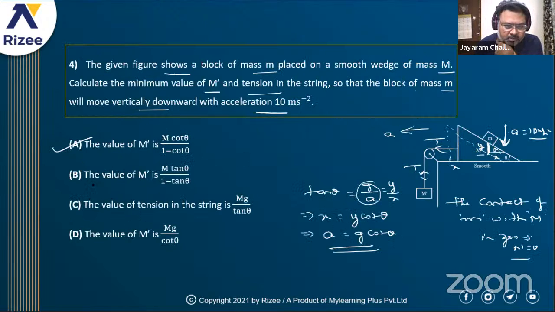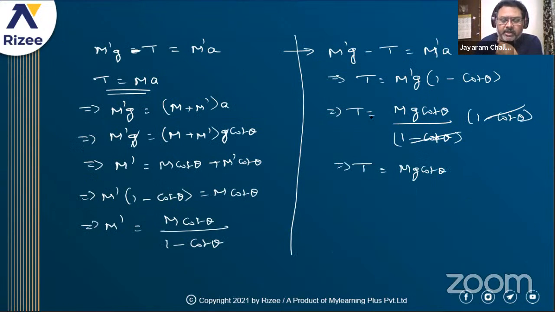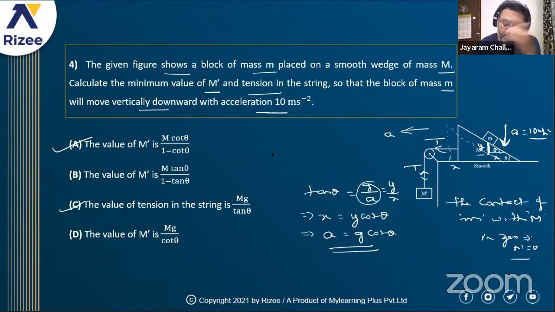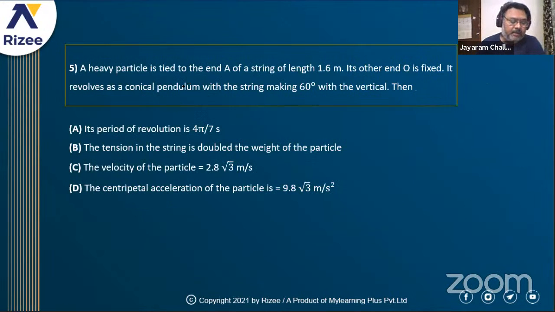So which option is there? Okay, option 3, he has mentioned it in terms of tan. So this can be written as mg by tan theta. So this is option C, and this is your option A. Okay, so multiple answer question. Next one, please. A heavy particle is there.